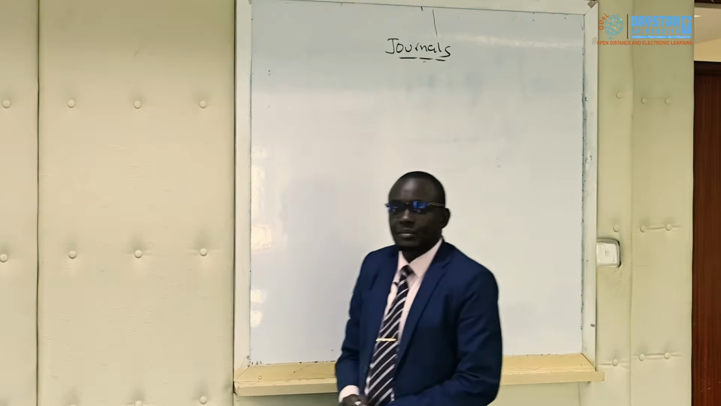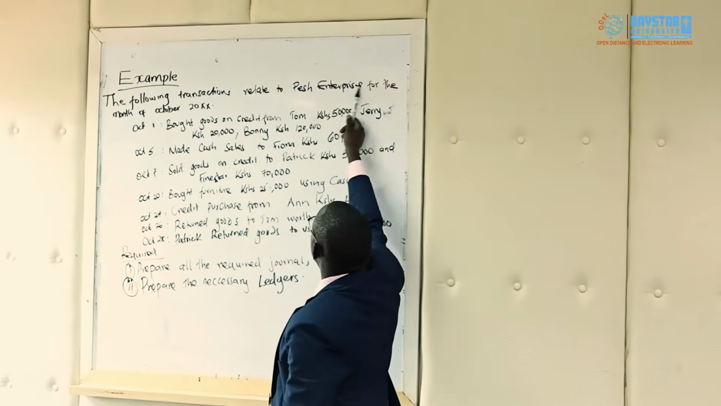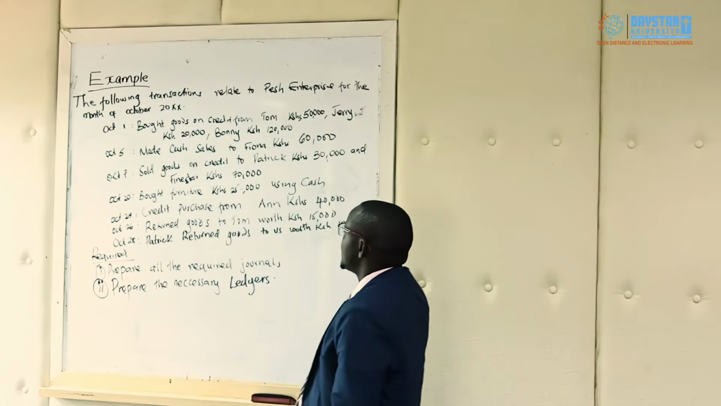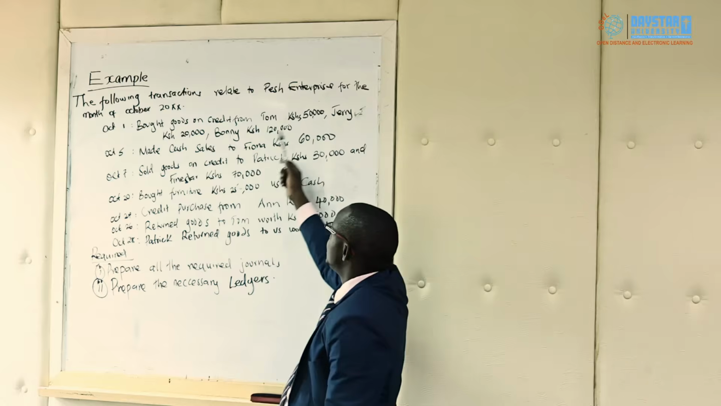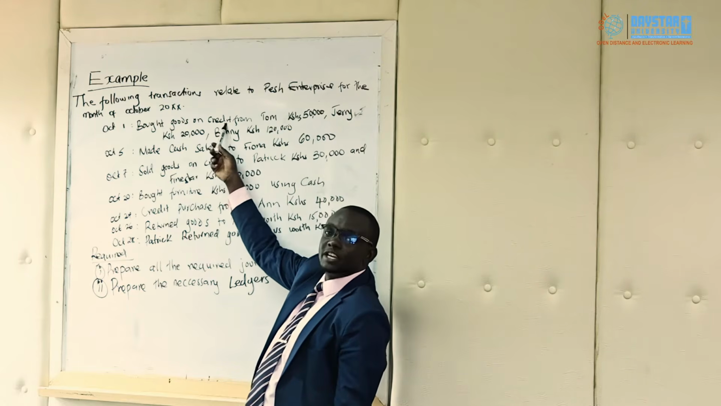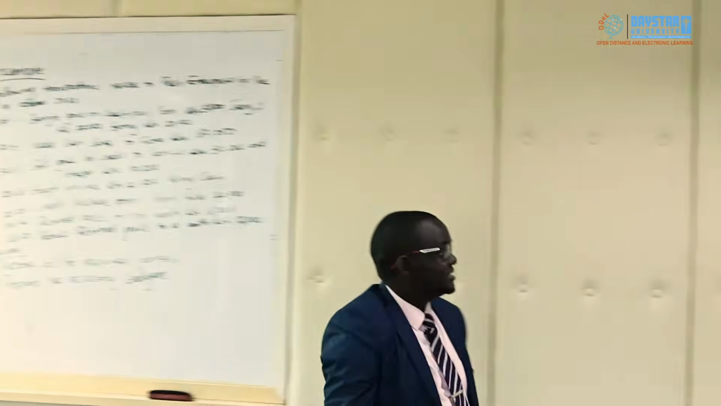So here we have an example. We are told that the following transactions relate to Pesh Enterprise for the month of October. October 1st, bought goods on credit from Tom, 50,000, Jerry, 20,000, Bonnie, 120,000. Since these goods were bought on credit, we record them in the purchase journal.